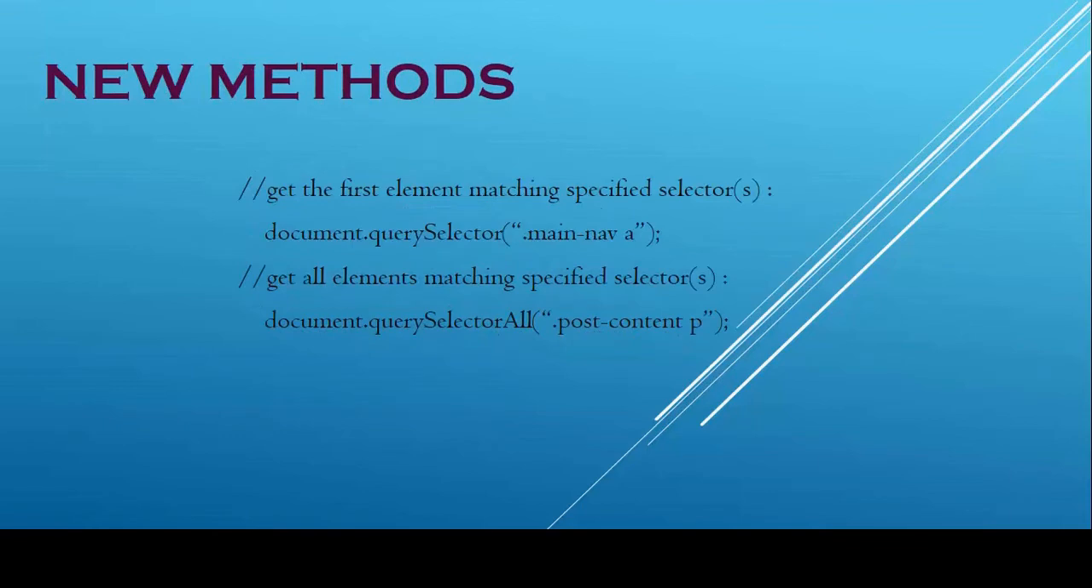More recently, two new methods have been introduced to solve pretty much all our targeting needs. Query Selector, which returns the first instance that matches the specified selectors, and Query Selector All, which returns a node list of all elements that match the specified selectors. These selectors are one or more comma-separated CSS selectors.